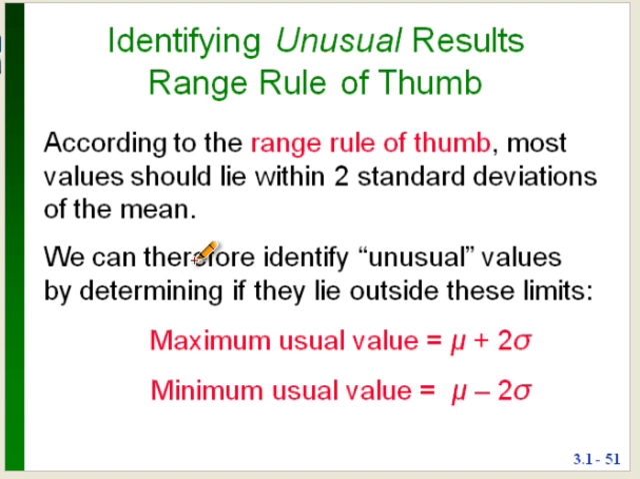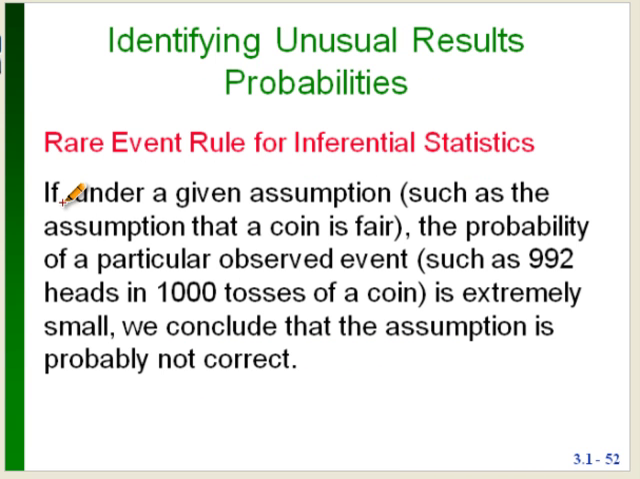We already talked about this range rule of thumb a little bit in the last unit. This says that most values should lie within 2 standard deviations of the mean. So an unusual value in this book is if it's outside this range, if it's more than 2 standard deviations away from the mean. Okay, and something that we call the rare event rule.